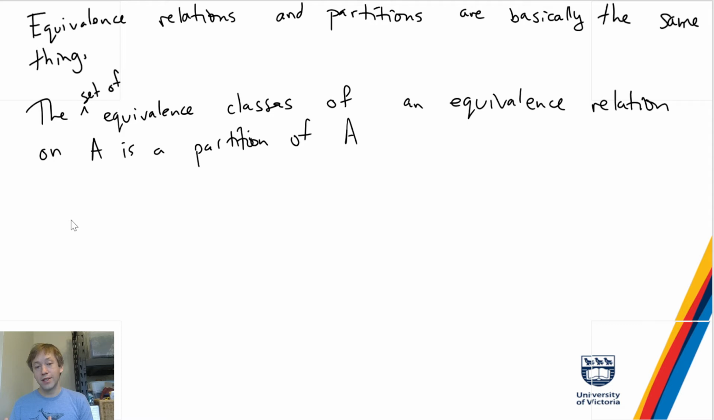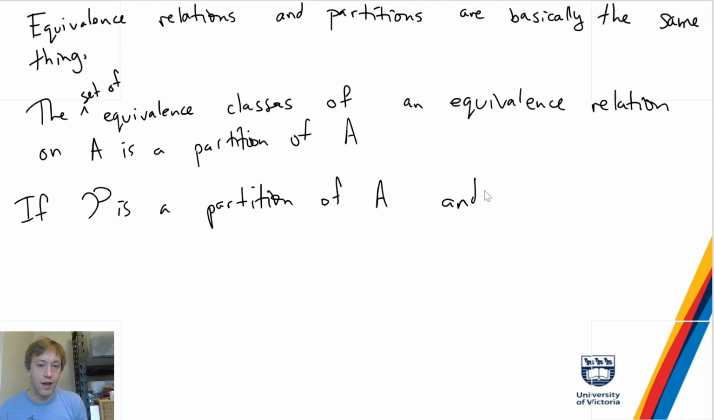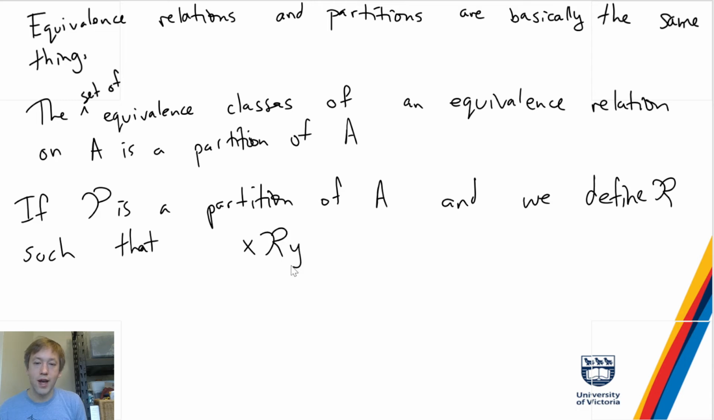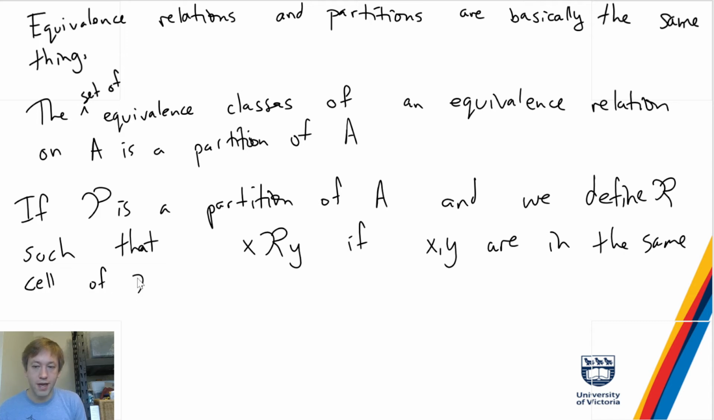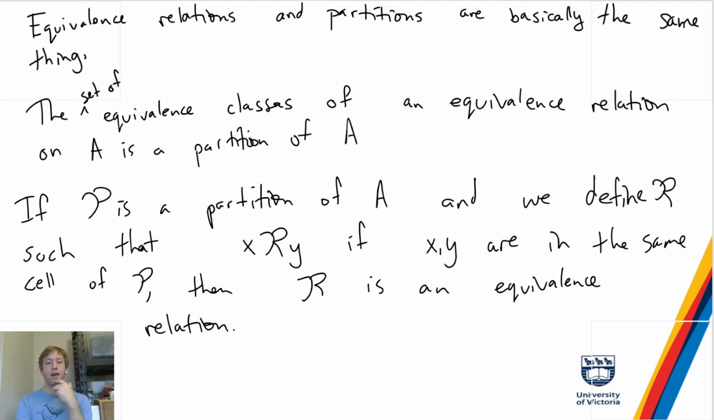So on the other hand, if P is a partition of A and we define R such that x is related to y if x and y are in the same cell of P, then this R that we get is an equivalence relation. Okay. And it's not hard to see this, right?